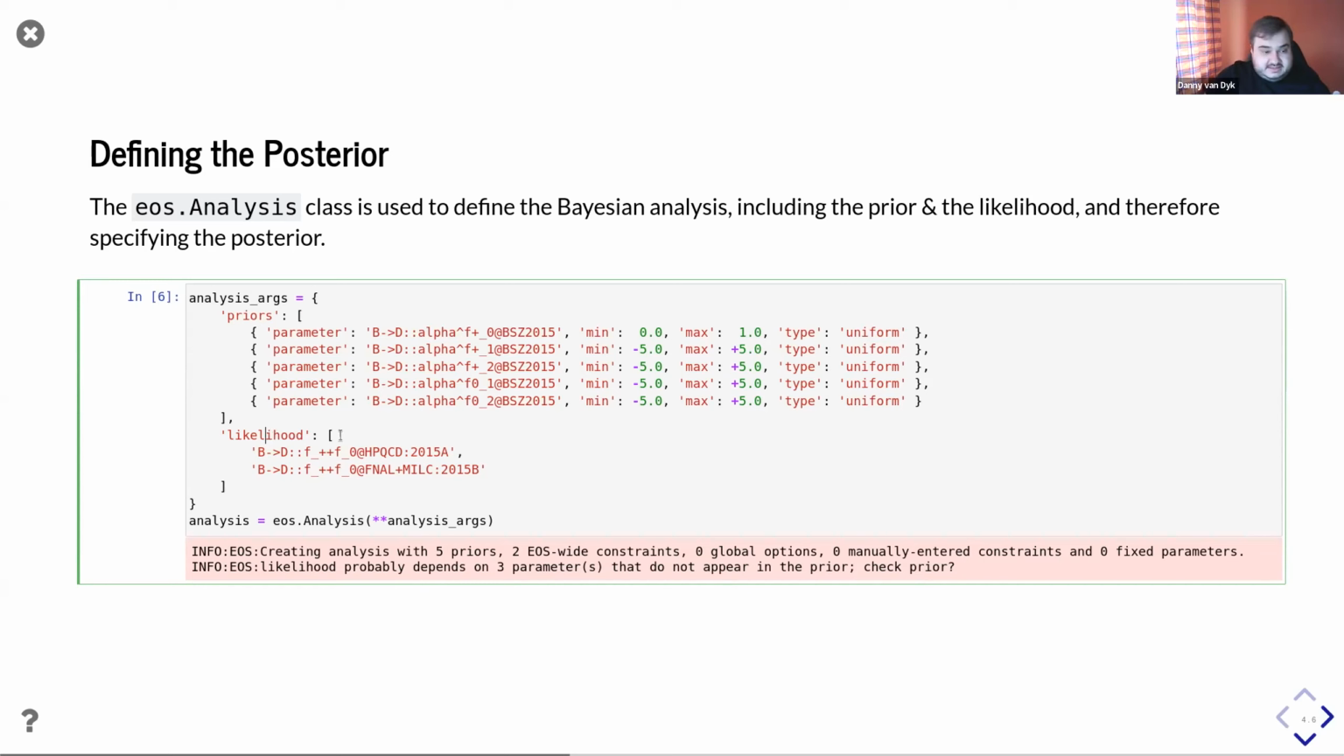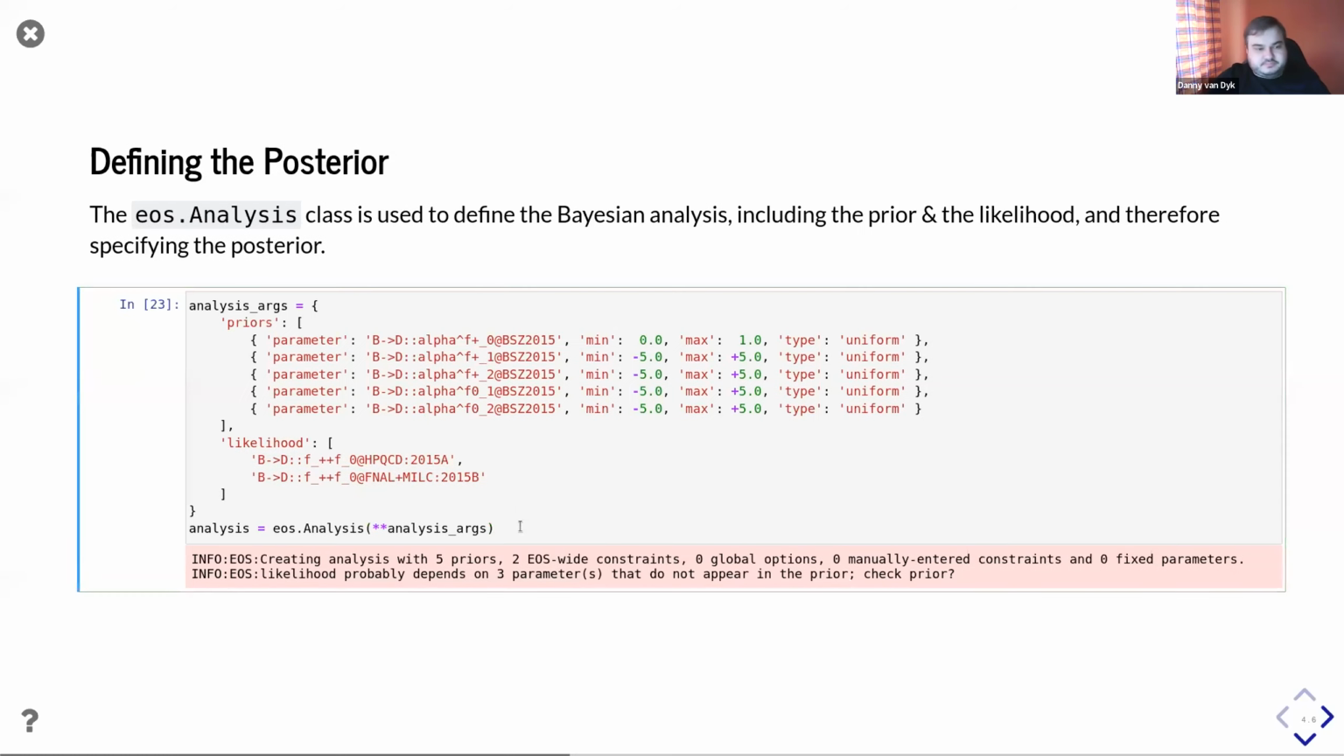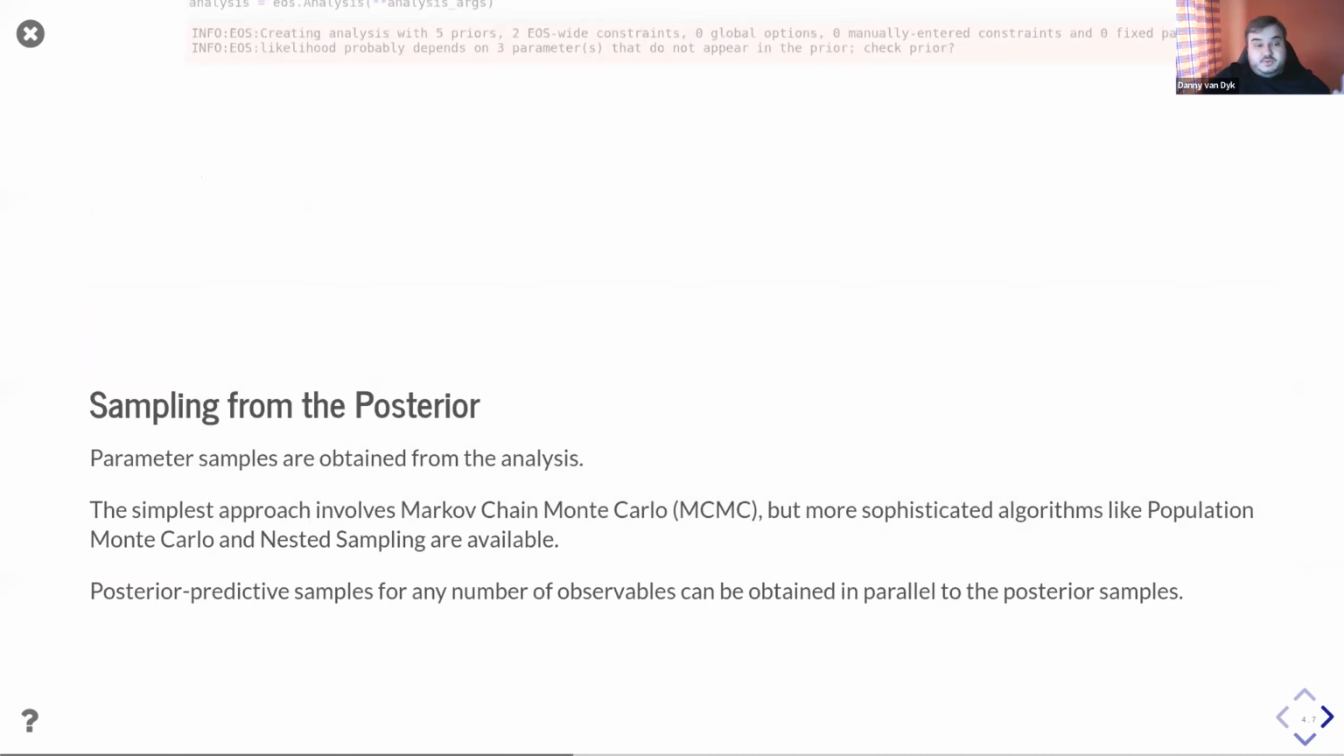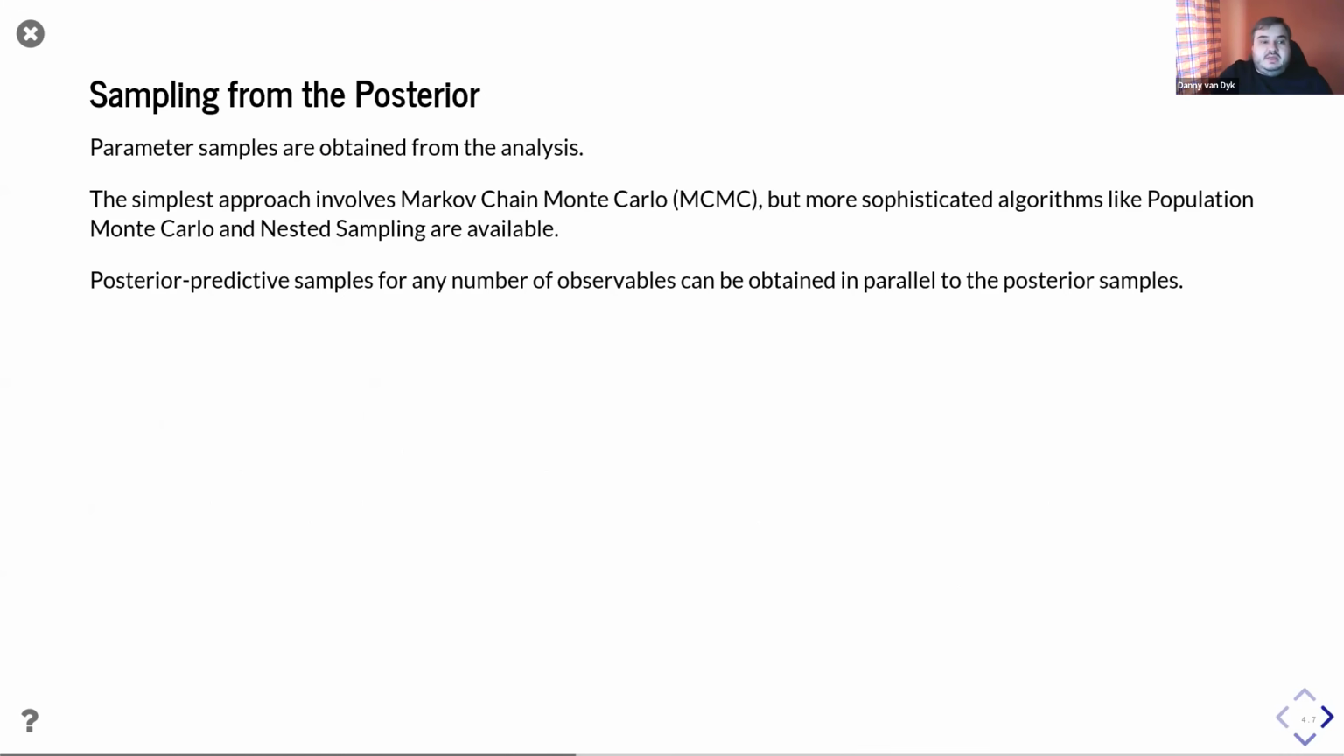So in this case, it's a list of constraint names. These names can be found online in the list of constraints, or you can look them up with eos.constraints in a notebook. These are two constraints by the HPQCD and Fermilab Milk collaborations for these B2D semi-leptonic form factors. Okay, so let's create that object. Very well. What we can do now with this object is we can sample from its posterior.